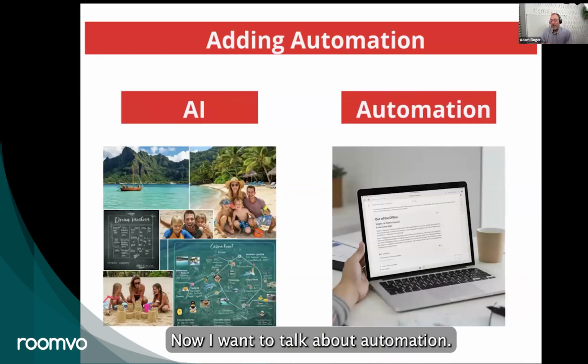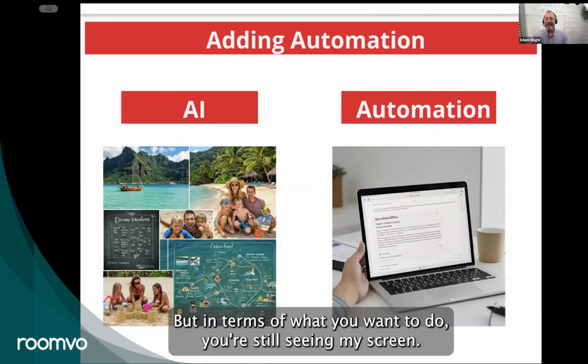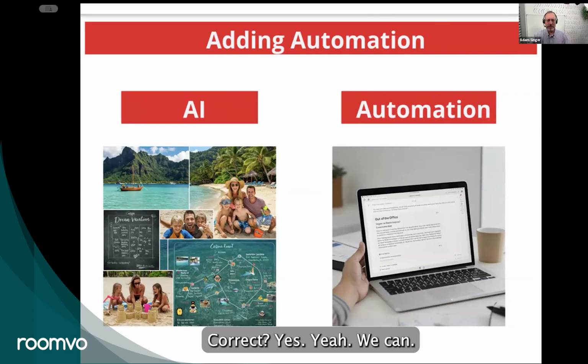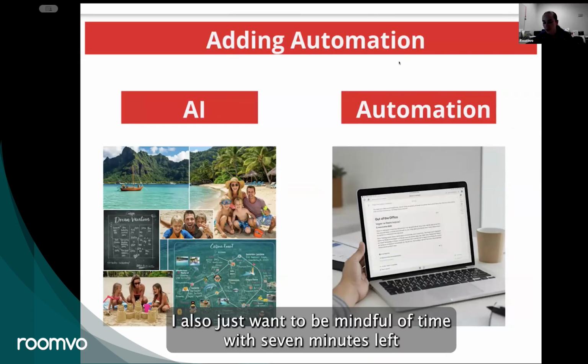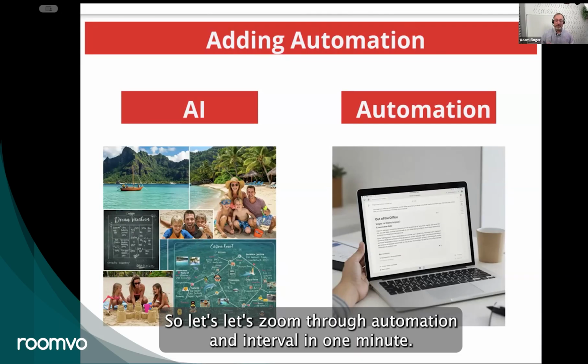Now I want to talk about automation. Automation is often confused with AI. It doesn't really matter to have the classification. You're still seeing my screen, correct? Yes, we can see your screen. I also just want to be mindful of time, with 7 minutes left and some questions from the audience. Oh, okay. All right, let's zoom through automation, and then we'll wrap up in 1 minute.